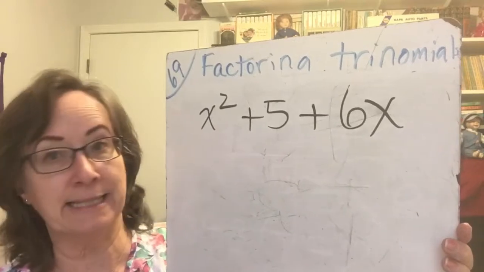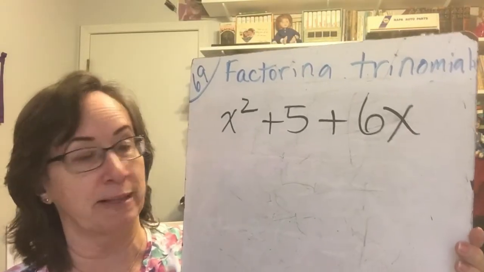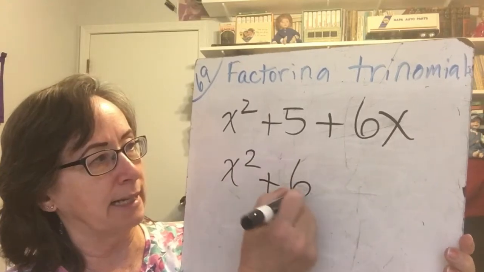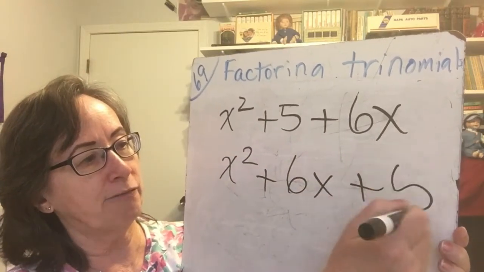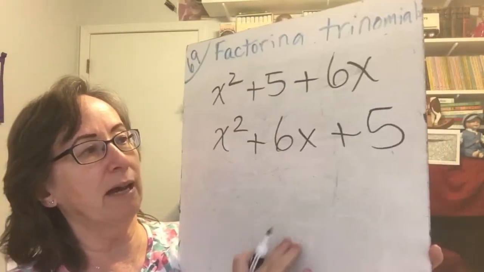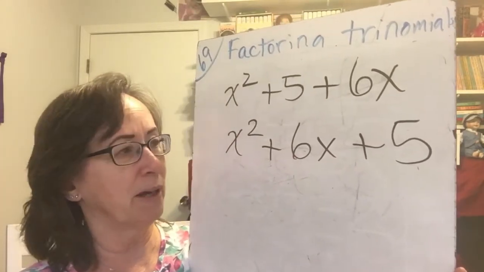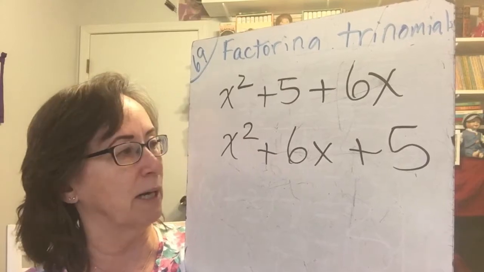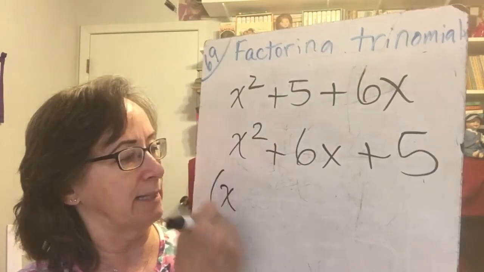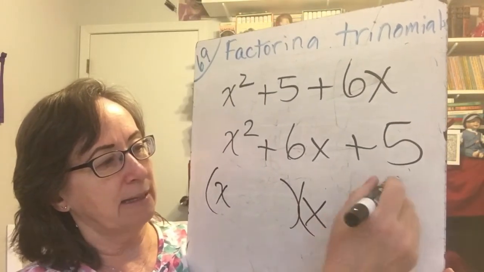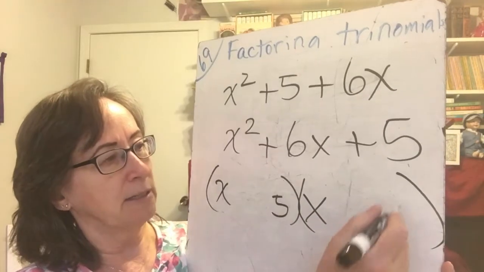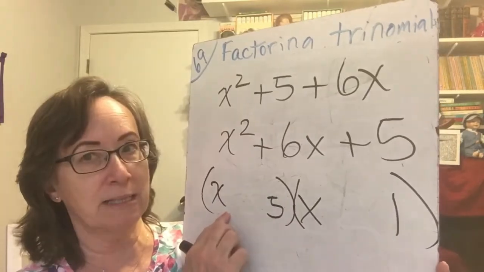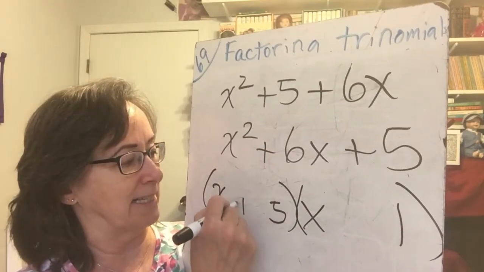Okay, so this is example 4 in your book, and they have put this one in the wrong order also. x squared plus 6x plus 5. Okay, so now 5 is a prime number. There's only one way to factor 5 with integers, and that's going to be 5 times 1. So I'm going to say x times x. I'm going to put a 5 times a 1. This is also positive. 5x plus 1x is 6x.